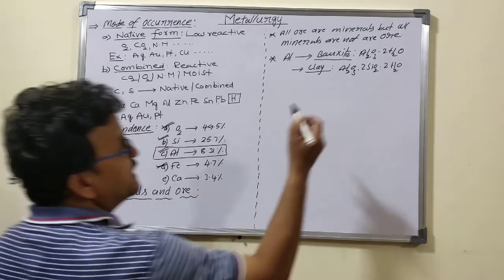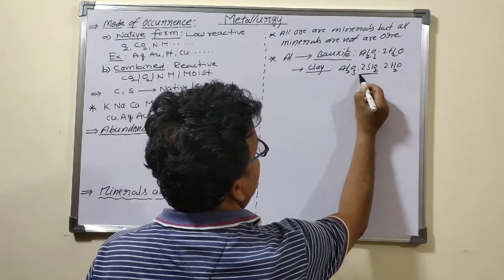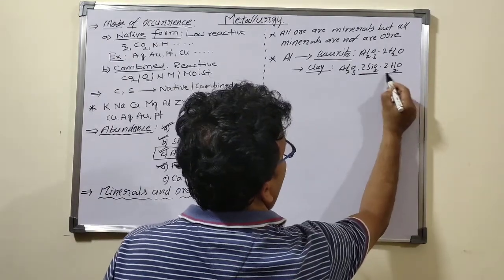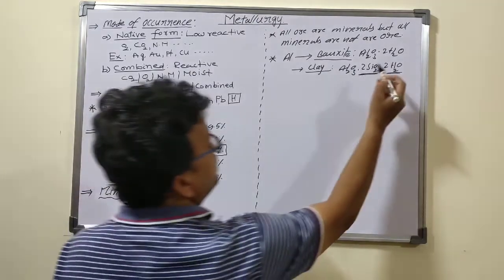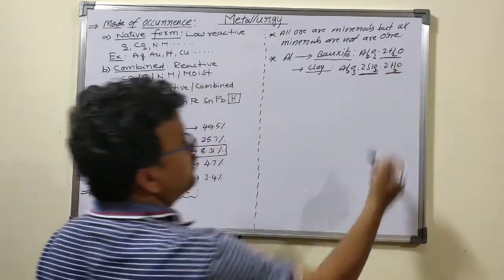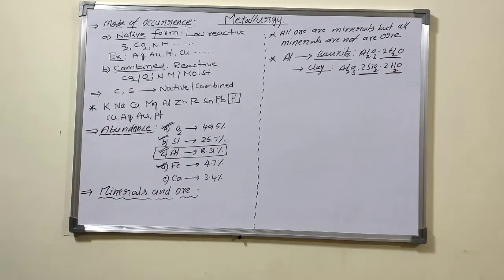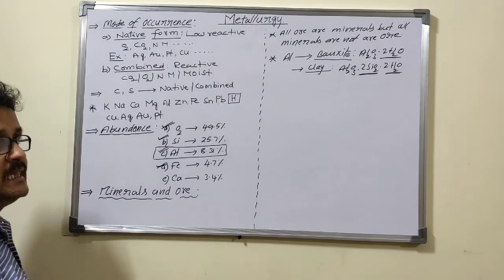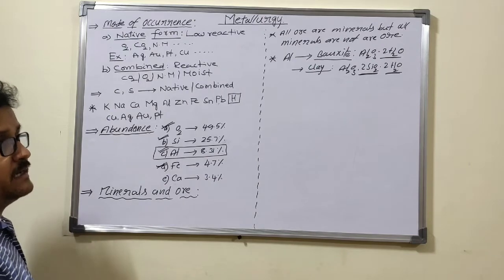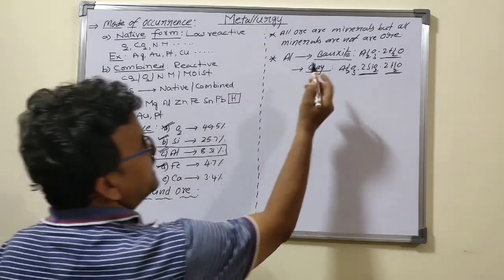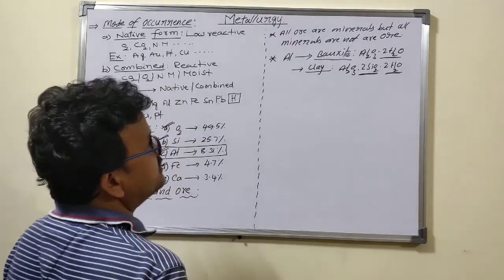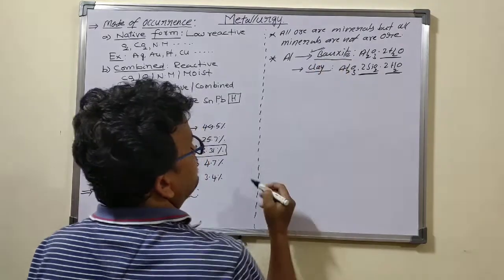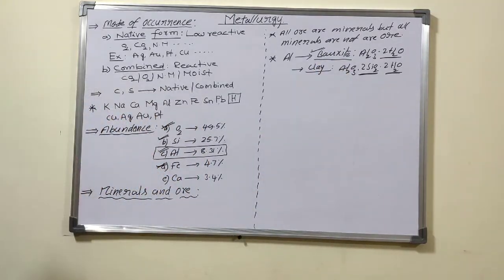This means clay has more impurities, which are unwanted substances. In bauxite, only water molecules and oxygen are there. So it is very easy, economically profitable and convenient to extract aluminium from bauxite than from clay. That's why bauxite is an ore, whereas clay is only a mineral.